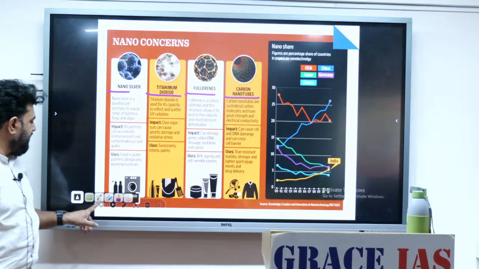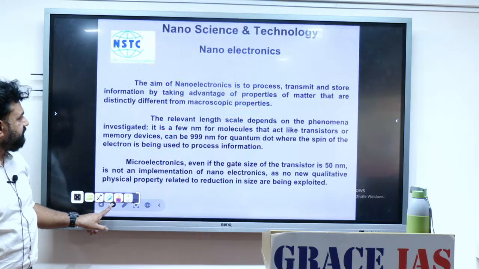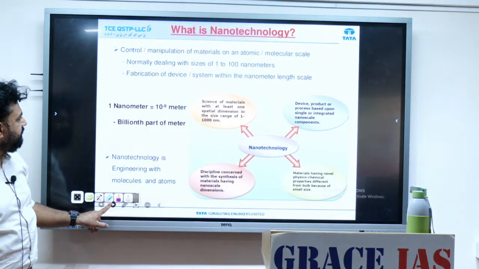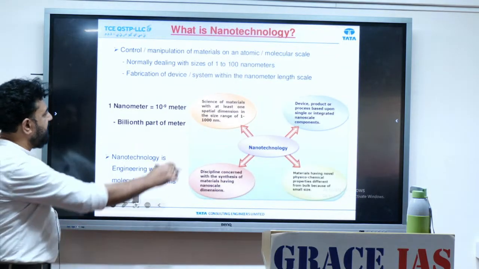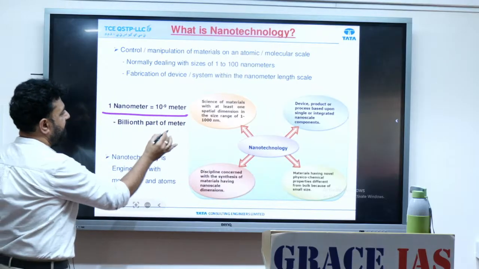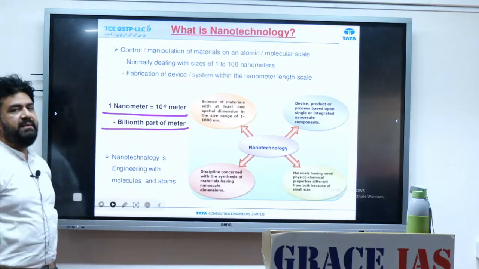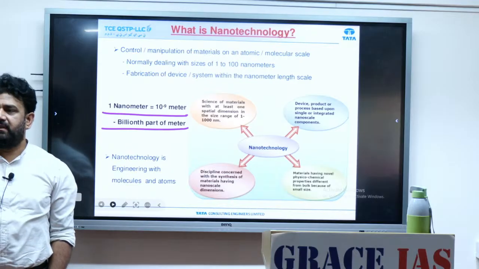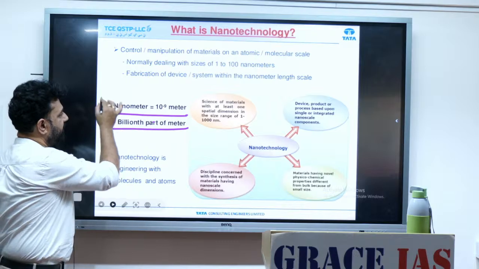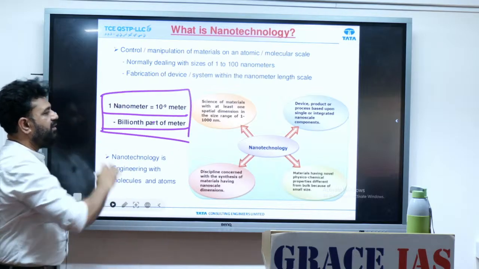So nanotechnology, how it works in general, a very basic thing here, so you can understand this. 1 nanometer is 10 to the power of -9 meters, a billionth part of a meter. Meter is one measure of length. So a billionth part of this 1 meter is 1 nanometer.